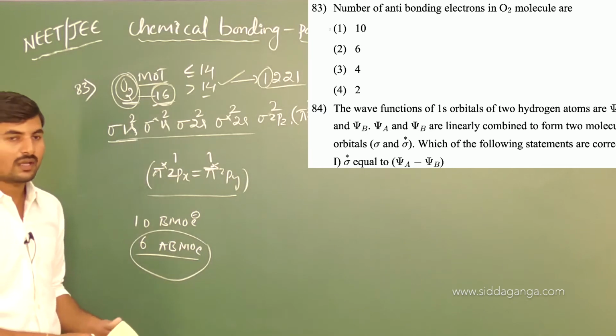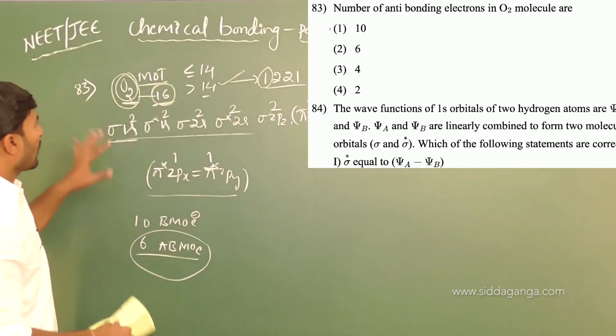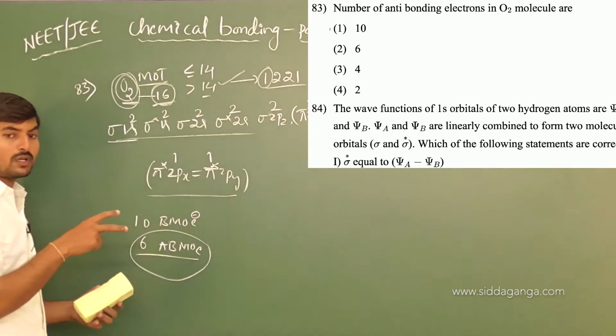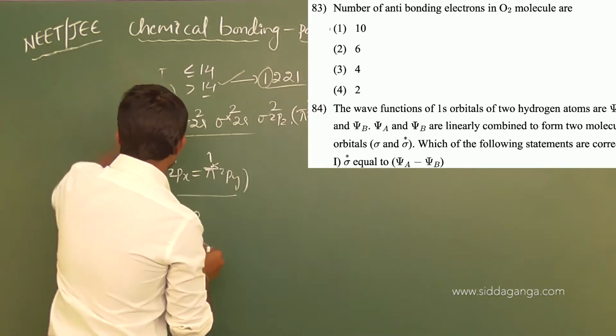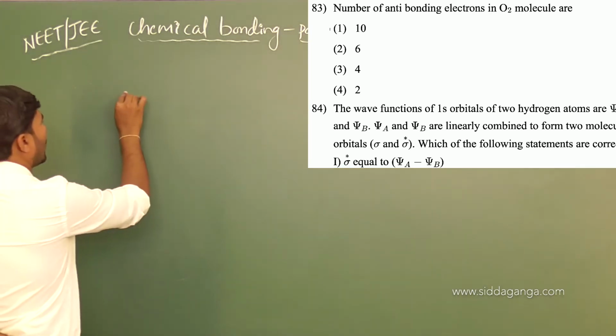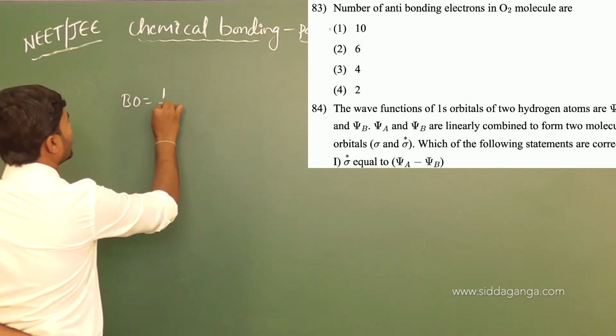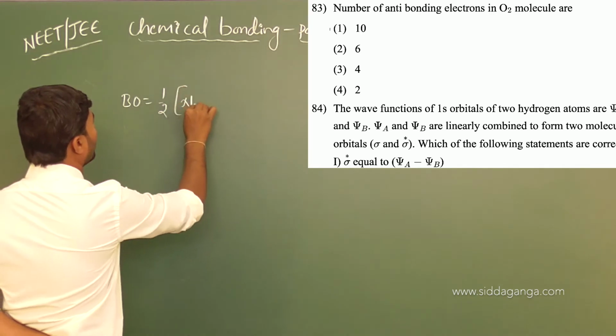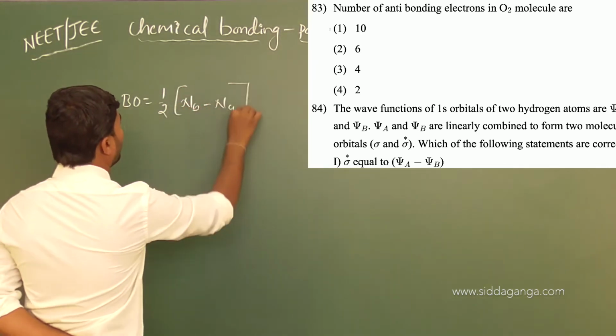6 electrons. Okay, either this question will be solved based on this property, or else we can solve it by using a simple trick, that is, how can we calculate the bond order? Bond order can be calculated by using half into NB minus NA.